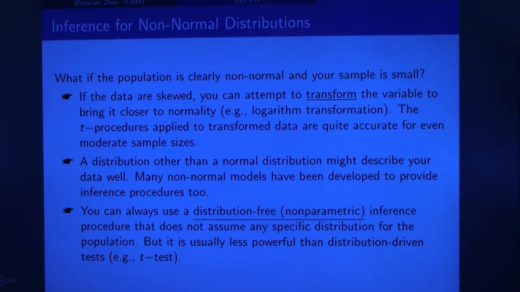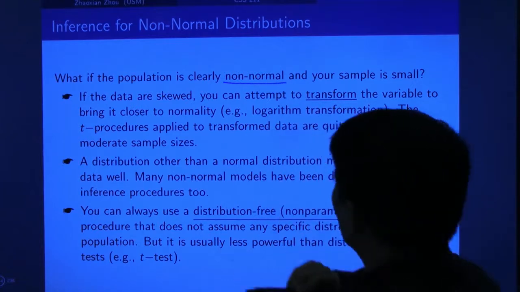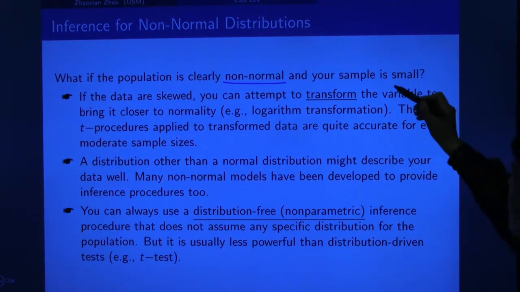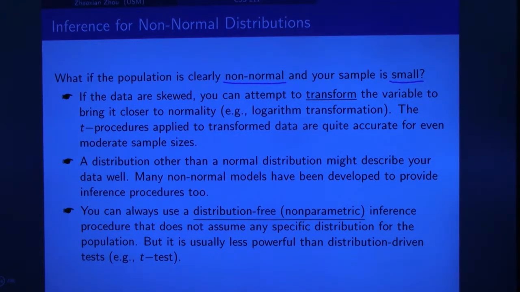But what if the population is clearly non-normal and your sample is small? That means we cannot use the z-test, and the t-test is not very accurate. How to do this? We have three methods to deal with this.